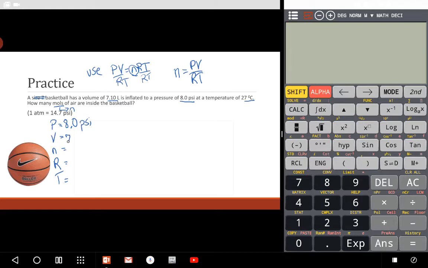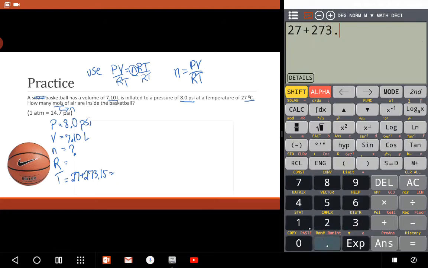My volume is 7.10 liters. My moles is what I'm solving for. My temperature is 27 plus 273.15. And so that's 27 plus 273.15. That is 300.15 Kelvin. So looking at this, I can see that I do not know my R yet.